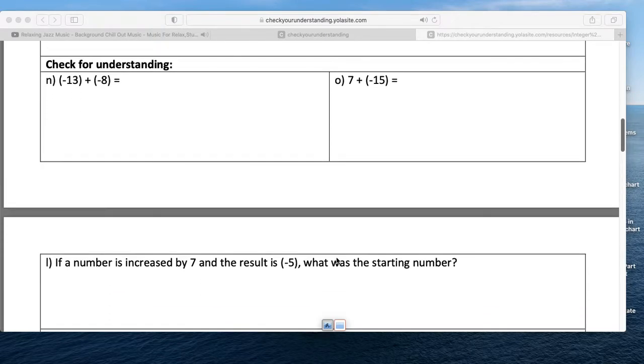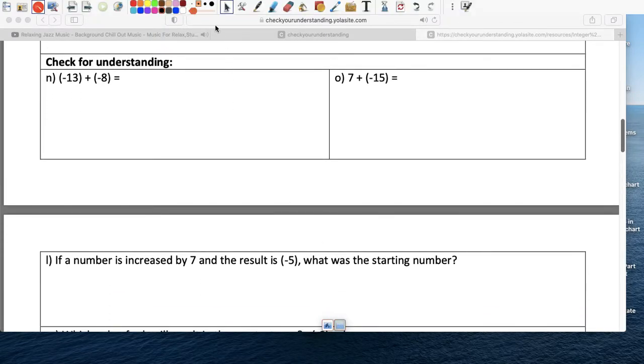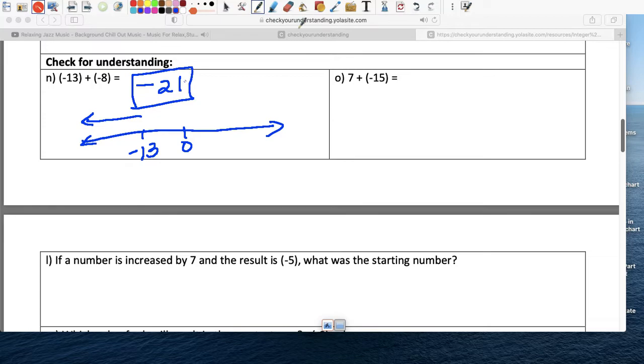Check for understanding. It's not asking you to draw anything. This one is a negative plus a negative, so I know my answer is negative. We're going to do this tomorrow, but think about a number line. Here's negative 13. If you're at negative 13 and I'm adding another negative 8, I'm telling you to walk further that way. How many steps? Negative 8 steps. If I take negative 8 steps further to the left, I'm going to end up at negative 21.